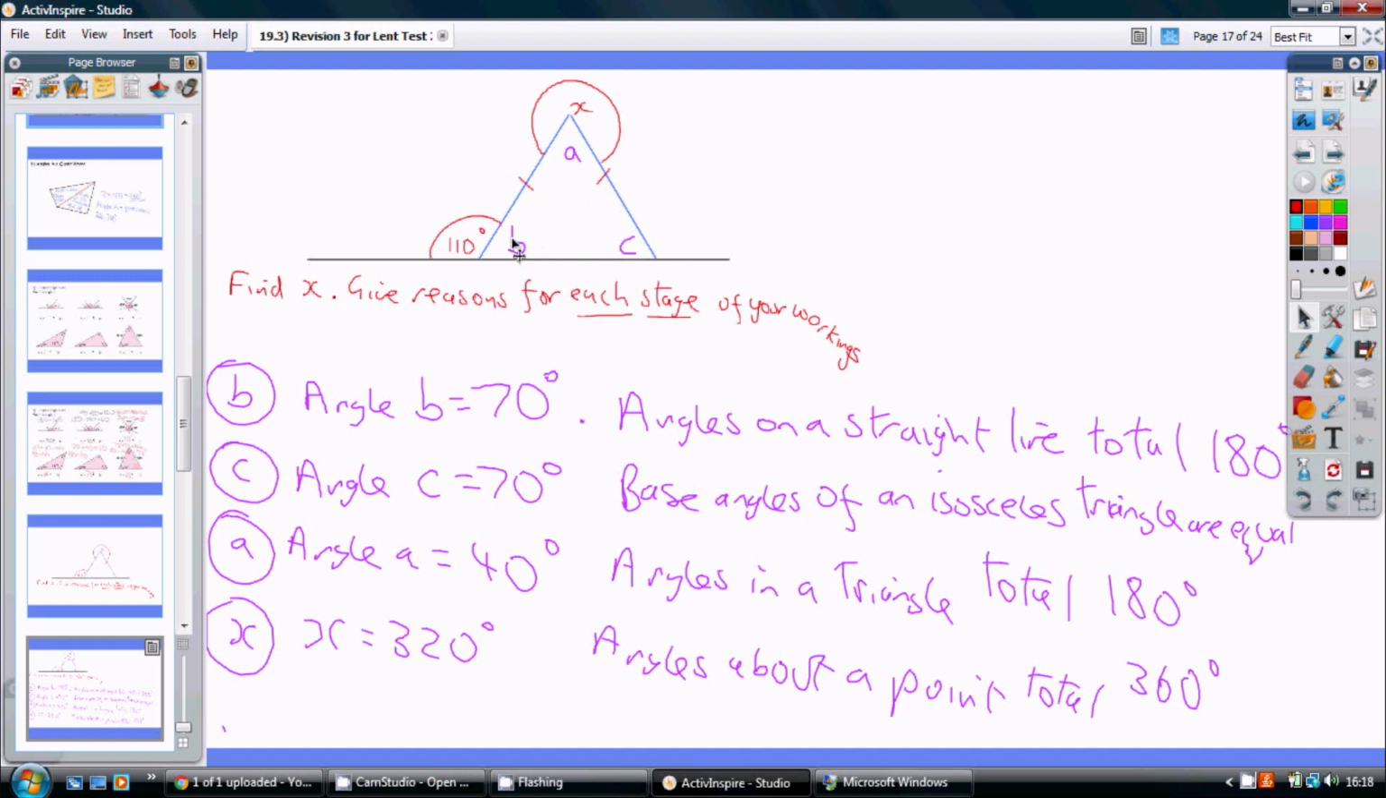70. Now because B and C are both 70, A must be 40 because angles in a triangle add up to 180, and therefore I could work out that X was 320 degrees because angles about a point total 360 degrees. So very well done if you got that one correct.